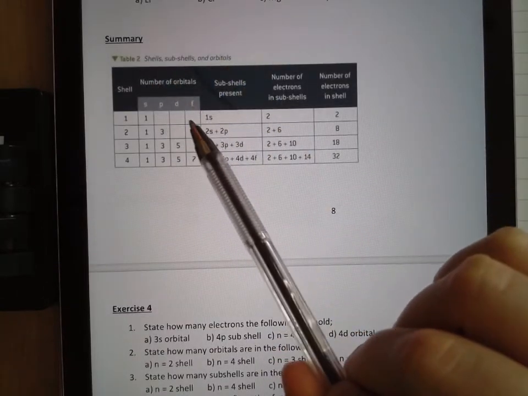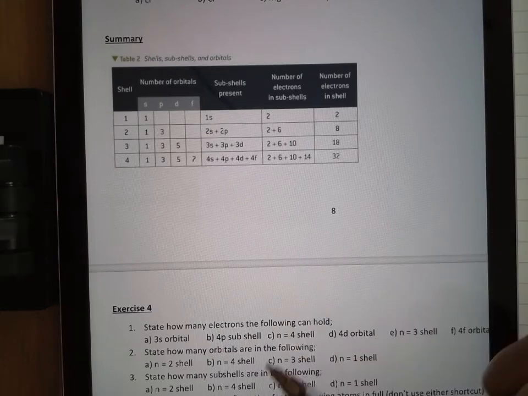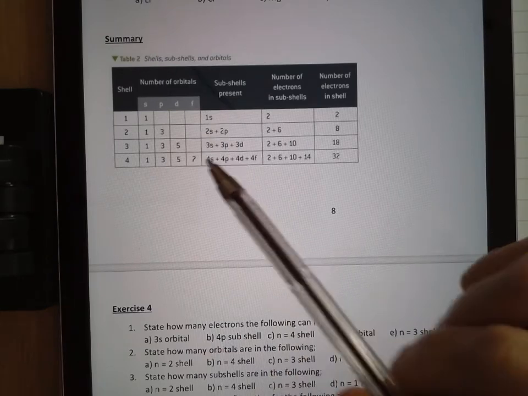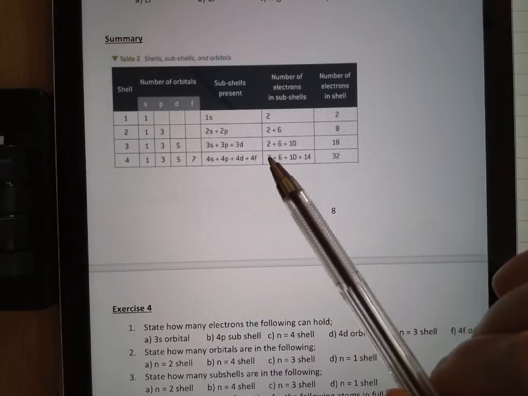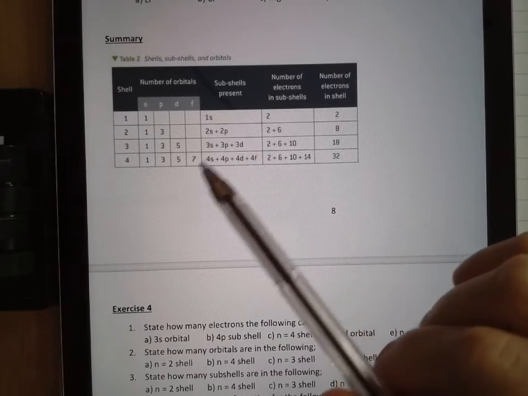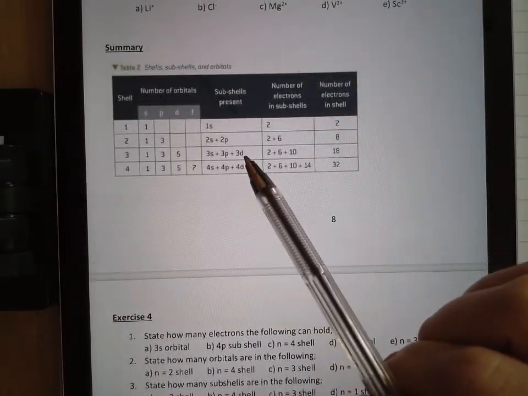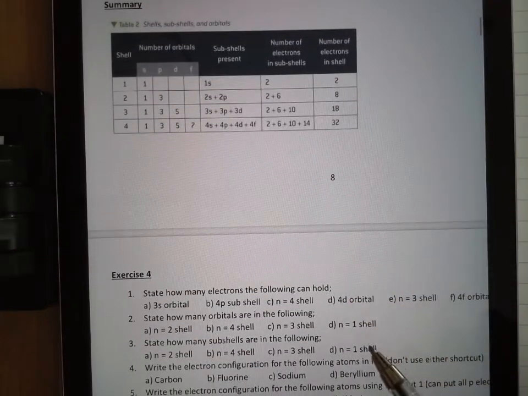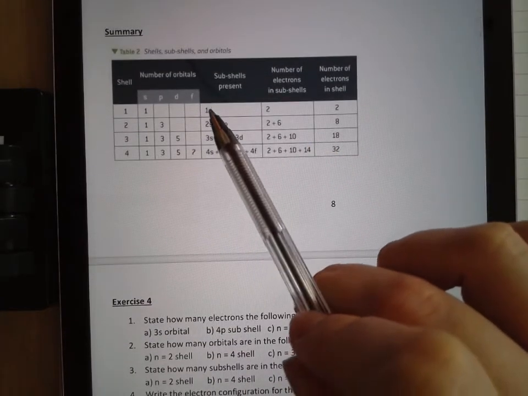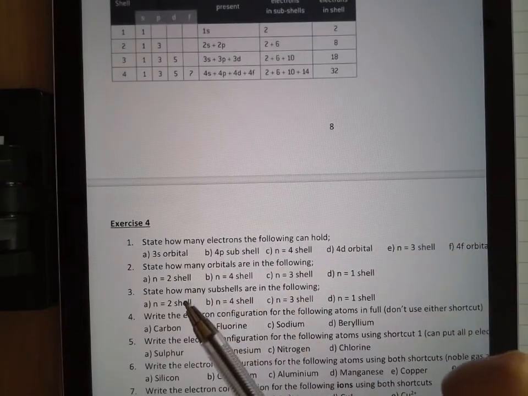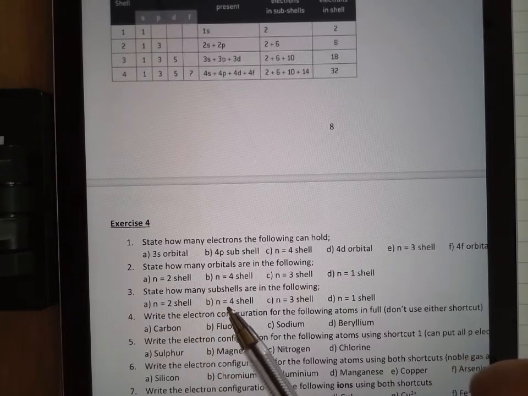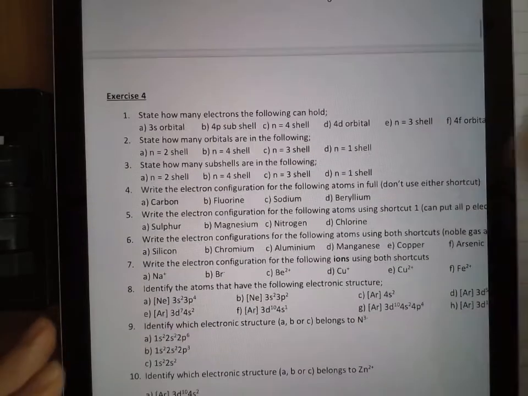So how many subshells are in the second shell? In the second shell, you have got a 2s and a 2p, so you've got 2 different subshells present. In the 4th shell, you've got a 4s, a 4p, a 4d, and a 4f, so you've got 4 different subshells present. In the 3rd shell, you've got 3s, 3p, 3d, so you've got 3 subshells. And in n equals 1, you've only got 1 subshell. So the n number matches the number of subshells that you have got. If n equals 2, you've got 2 subshells, s and p. If it's 4, you've got 4 subshells, s, p, d, f, and so on.